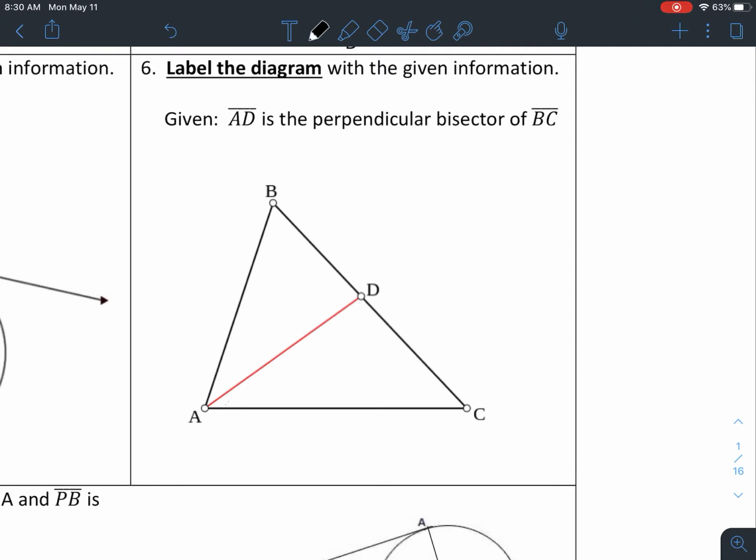Okay? Label diagram given information. AD is perpendicular bisector of BC. So we know AD is bisector, means it's going right in the middle, so these are going to be equal to each other. Then we know, since it's perpendicular, that we can put our box like that with the 90-degree mark. And that's all we have to do.